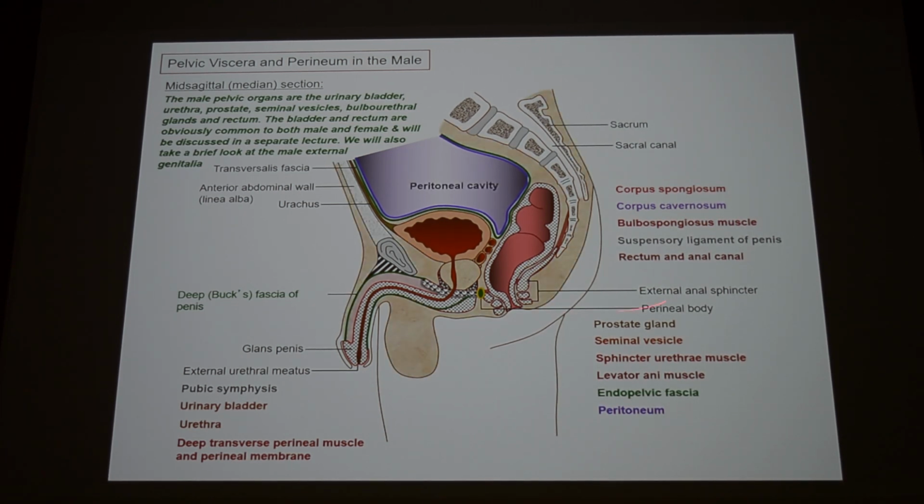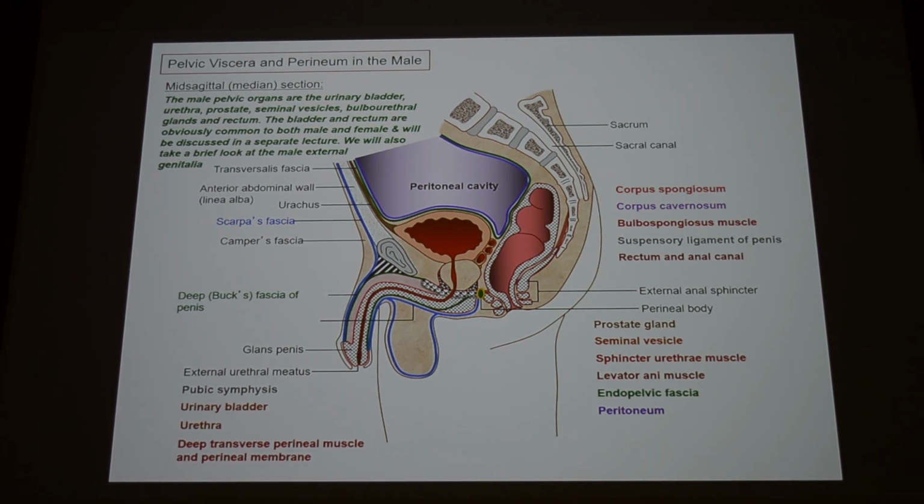So that is covering these organs. And now this is all around it. We are not talking about these layers. Camper's and Scarpa's we talk about with the anterior abdominal wall. Am I right? Somebody must have explained to you, Camper's and Scarpa's fascia.